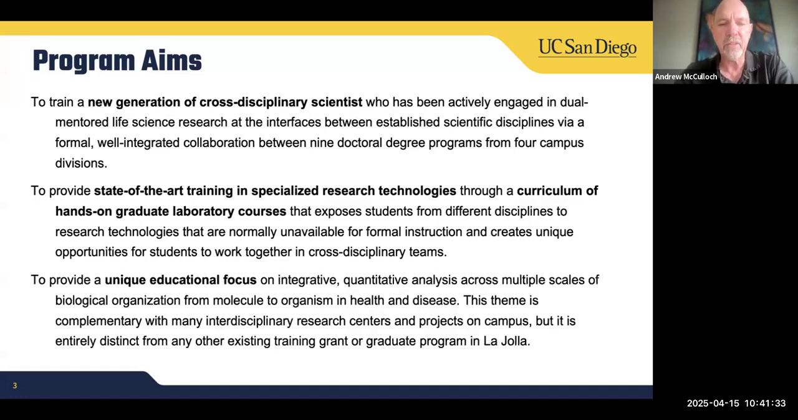And finally, to provide a unique educational focus on integrative quantitative analysis across multiple scales of biological organization, from molecule to organism, in health and disease. This theme is complementary with many of the interdisciplinary research centers and projects across campus, including the Institute for Engineering and Medicine that I direct, but it's entirely distinct from any other training grant or graduate program that we have. In fact, it's the most interdisciplinary graduate program at UCSD and probably in the entire UC system.